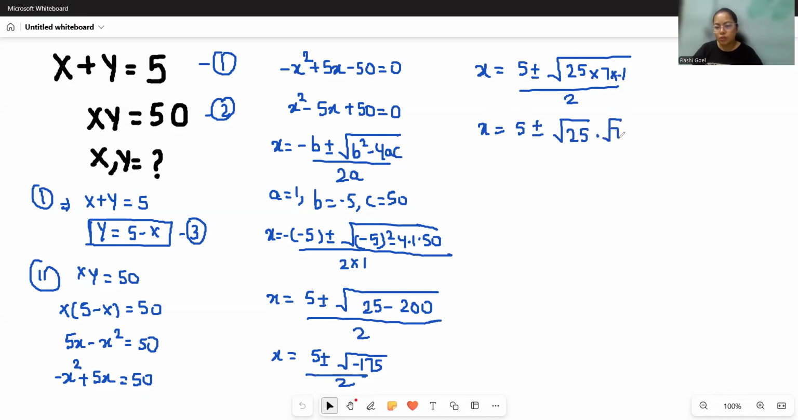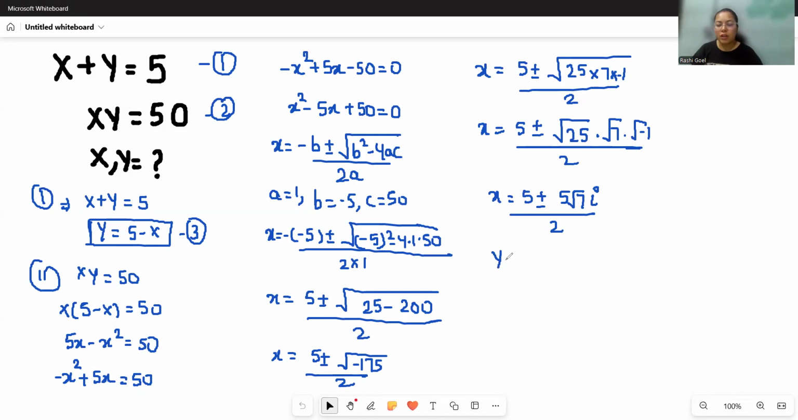So x equals 5 plus or minus under root 25, we can write under root 7, under root minus 1, by 2, because under root minus 1 becomes iota. The square root of 25 is 5. So it becomes 5 root 7 iota by 2. So the x1 and x2 are this.